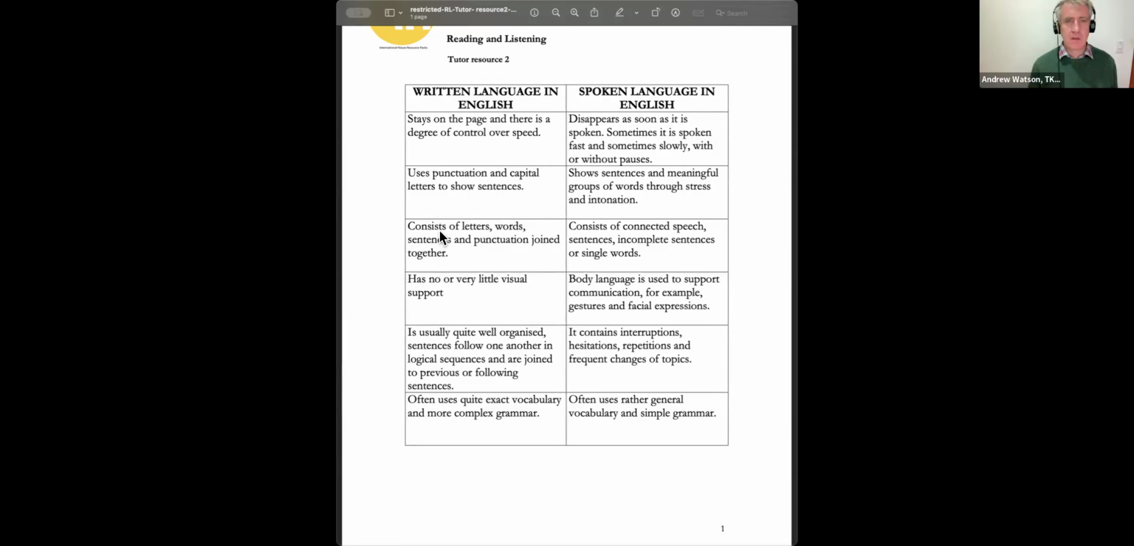Now, written language consists of letters, words, sentences and punctuation joined together. Whereas spoken language has its own grammar, consists of connected speech, sometimes complete sentences in more formal speech, but very often in informal conversation it's incomplete, or even single words.